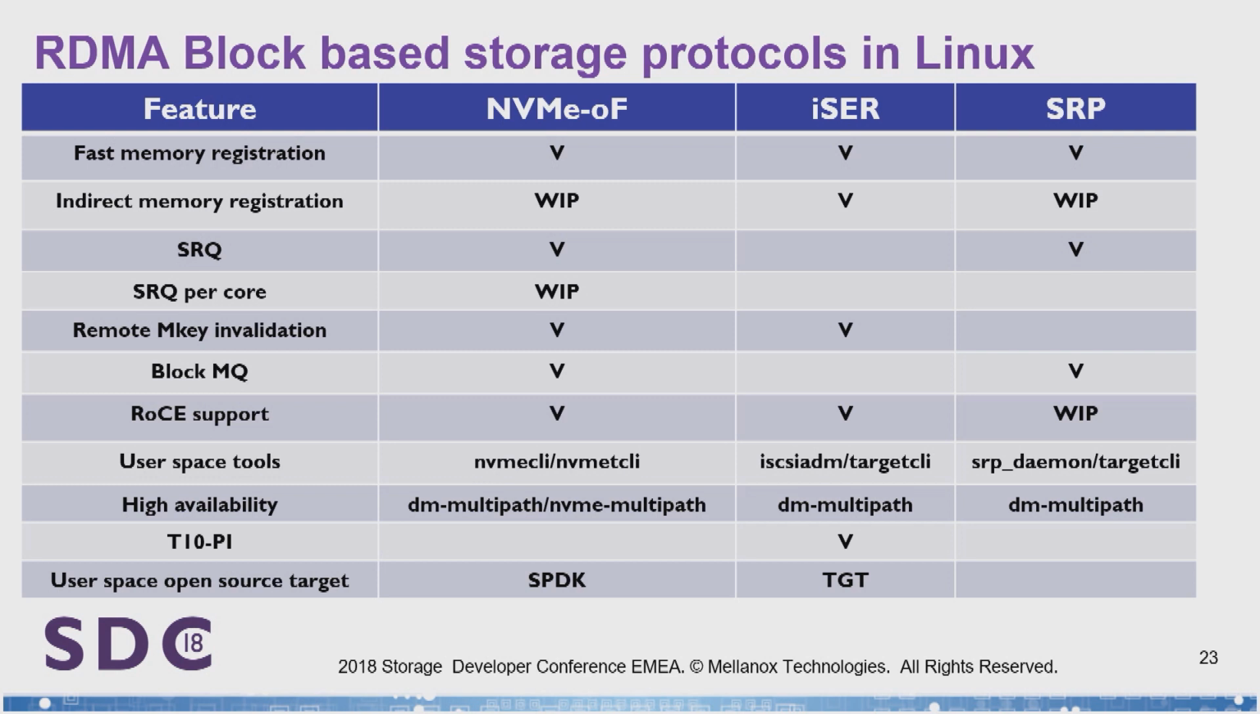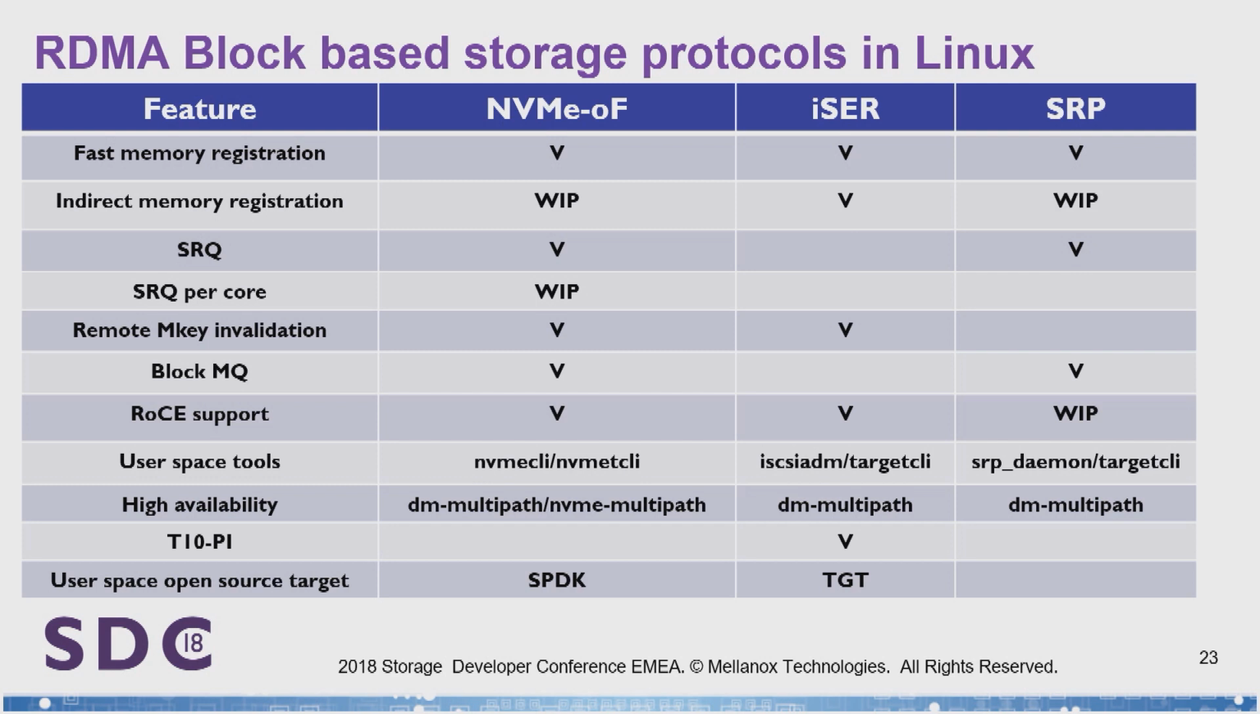Shared receive queue per core or per completion vector is currently work in progress in NVMe over Fabrics. We also hope to implement it in iSER and in SRP. Remote key invalidation is currently implemented in NVMe over Fabrics and in iSER. Block multi-queue is a very important feature. It's a block layer feature currently implemented in NVMe over Fabrics and in SRP. iSER has a few problems with that. I don't think it will be implemented in the near future, but we have NVMe over Fabrics for it, so it's okay.